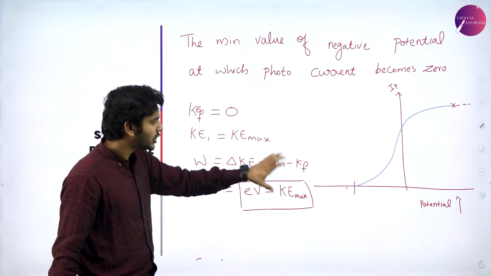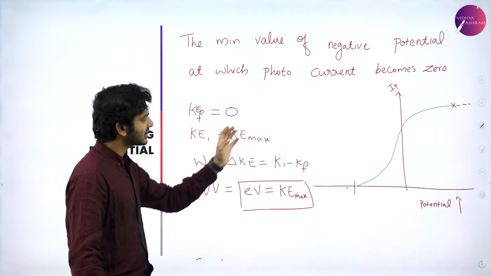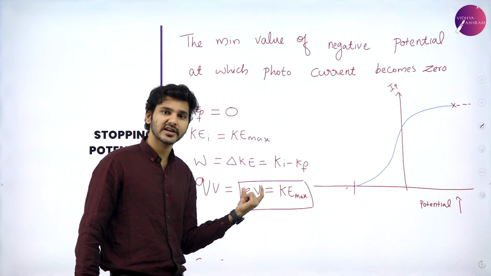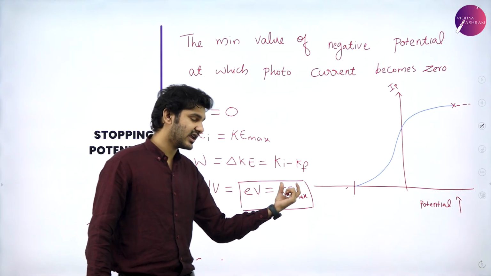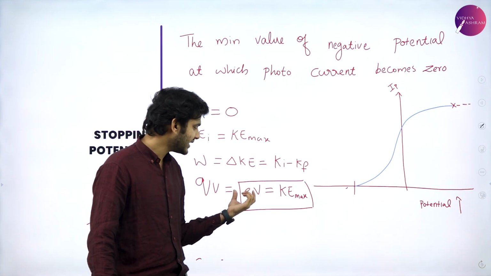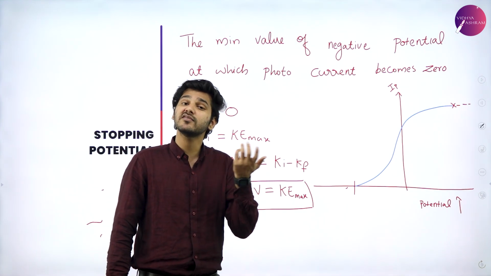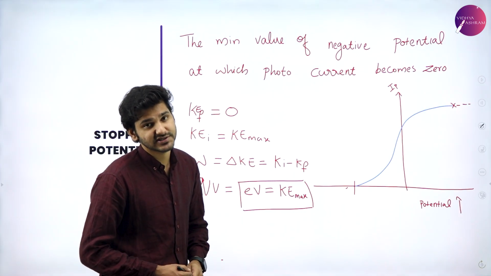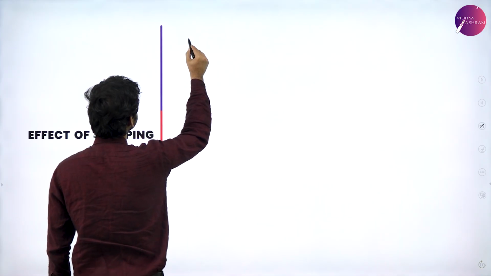But if you want to do it the other way also, that is final minus initial, that is also fine. The only difference is that then you have to take the electron charge as negative. So negative and negative will cancel each other out, and finally you will get eV is equal to KE max, or eV naught is equal to KE max. Both are perfectly fine equations for stopping potential.